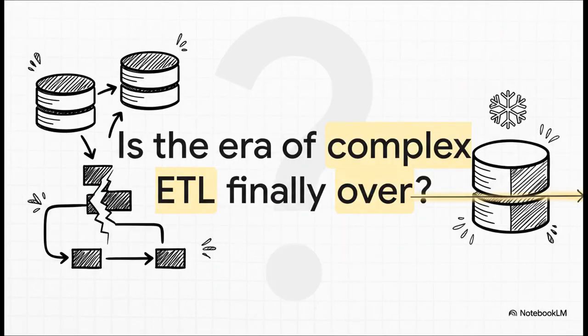And that leaves us with one last, pretty provocative thought. For decades, the constant, painful process of moving data between our operational databases and our analytical warehouses has been a core challenge in data engineering. With technologies like hybrid tables, could we finally be seeing the beginning of the end for that entire era? It's a powerful question.